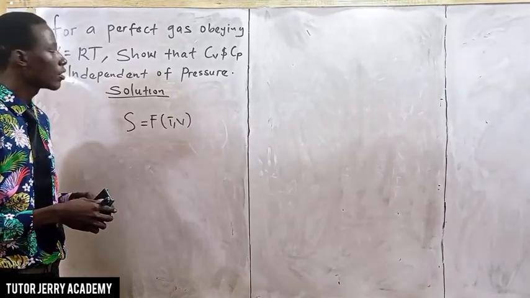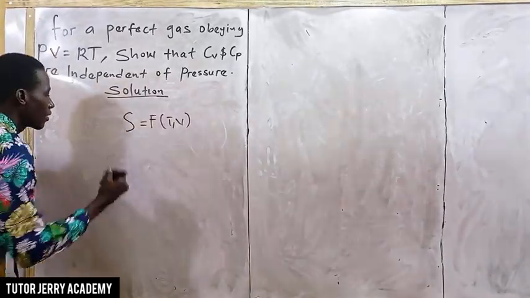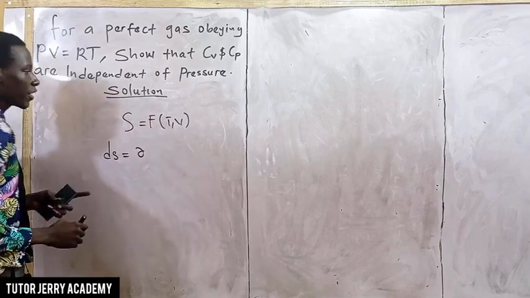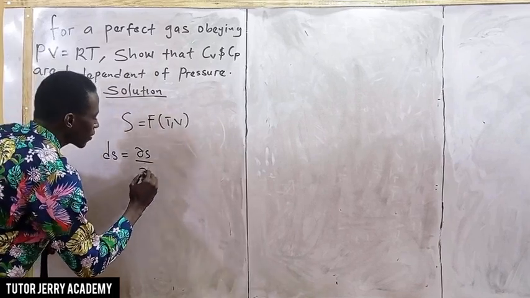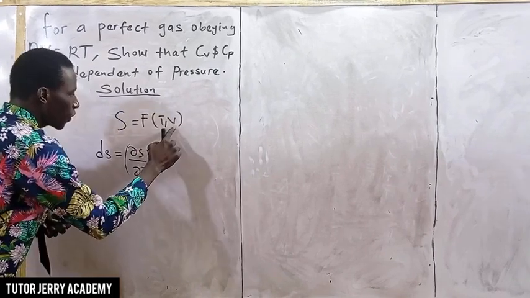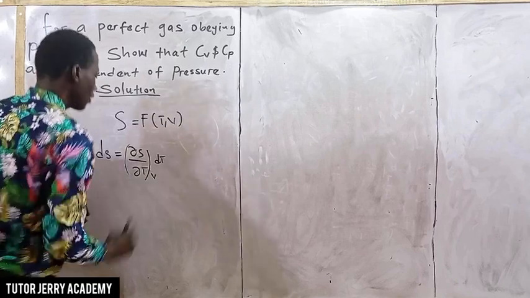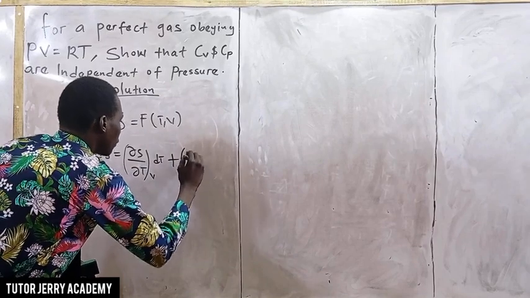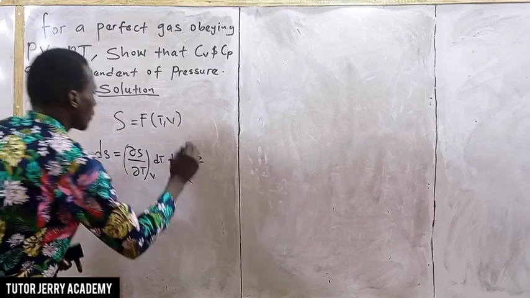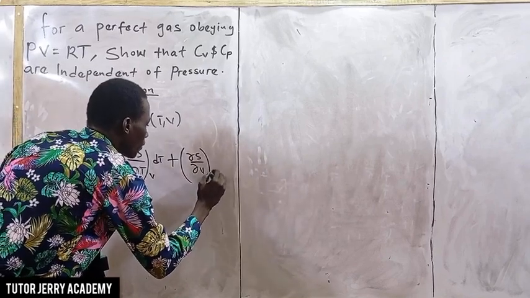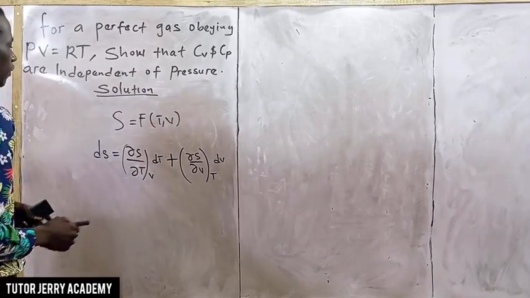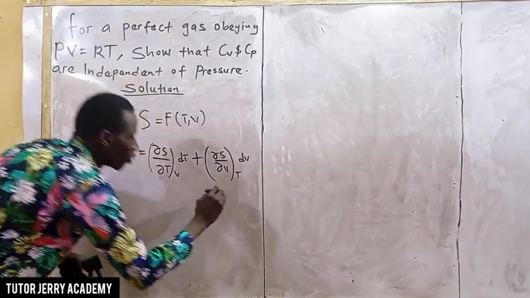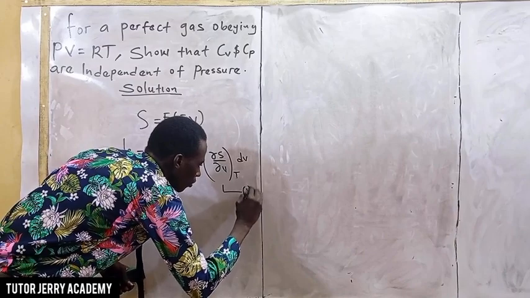From our previous videos, we can rewrite this equation as dS is equal to the partial derivative of S over the partial derivative of T, keeping V constant, dT, plus the partial derivative of S over the partial derivative of V, keeping T constant, dV. This is what we are going to have. We can call this equation 1.